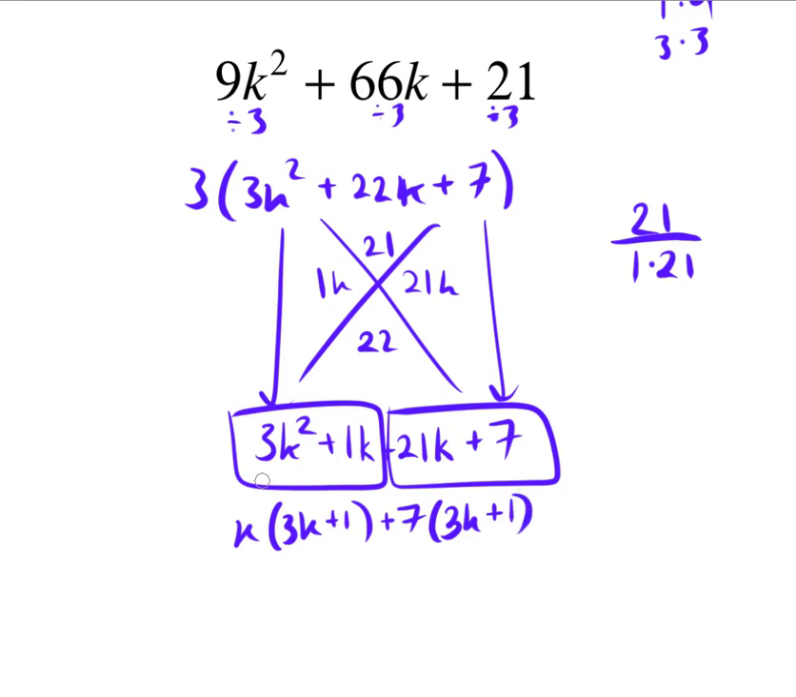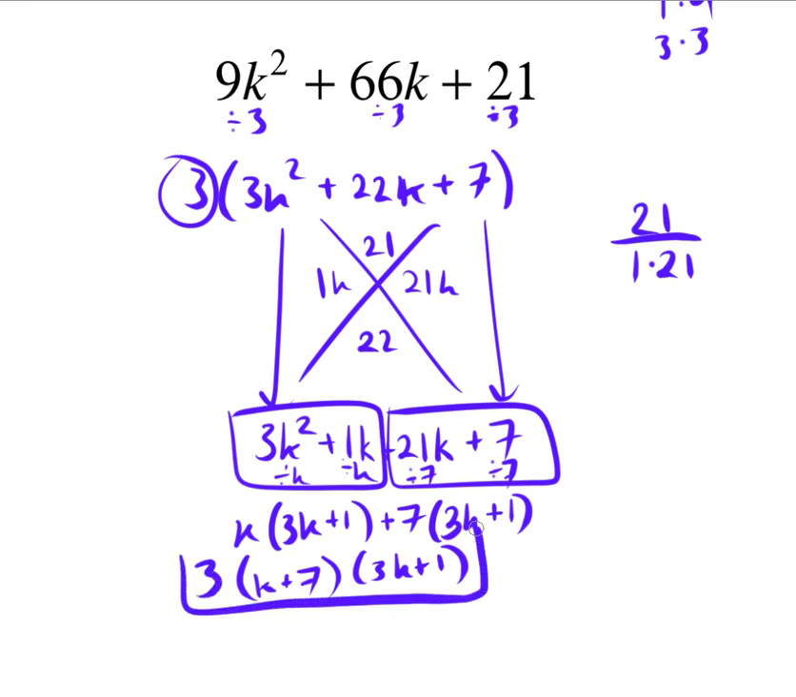Once again, I divided both of these by k. I didn't show it, but that's what I did. And over here, I divided both of these by 7. And so I have k plus 7 times 3k plus 1. If you got that, that's good, but it's not right because you need to remember this 3. I have to put the 3 on the outside, and that is correct because I factored that 3 out at the beginning. So 3 times k plus 7 times 3k plus 1 is my answer.